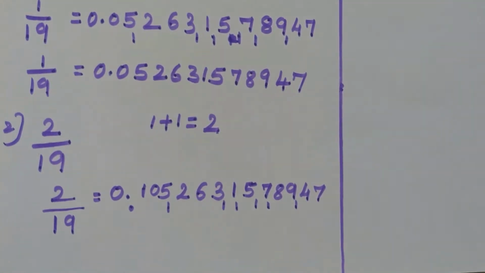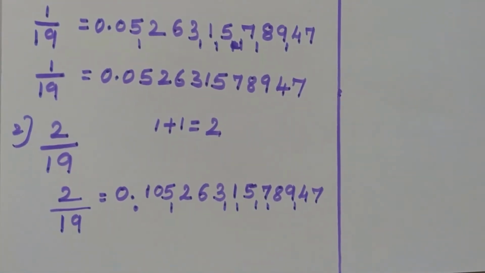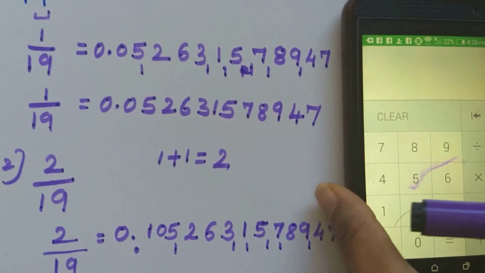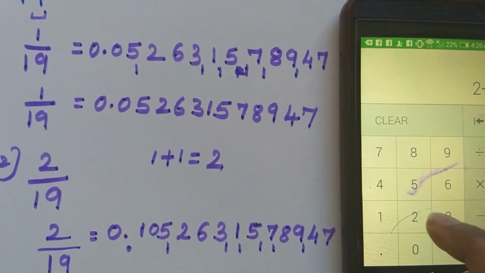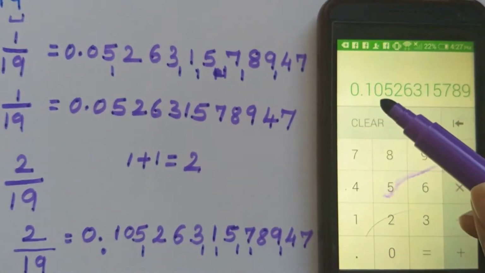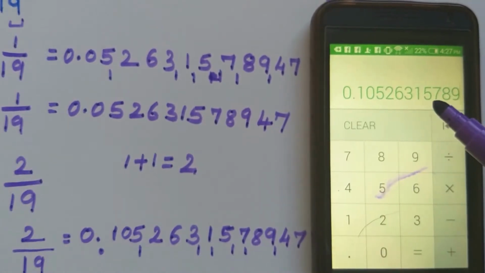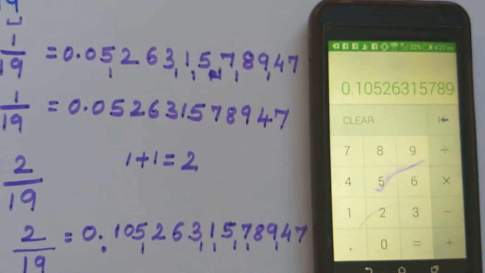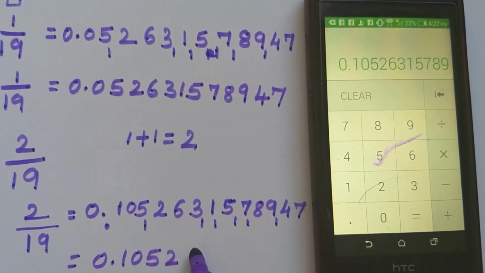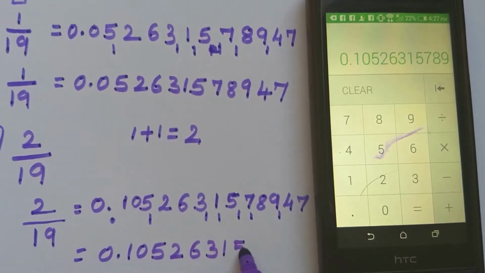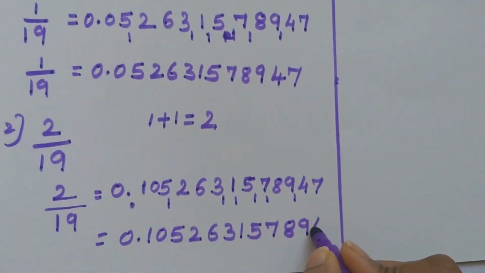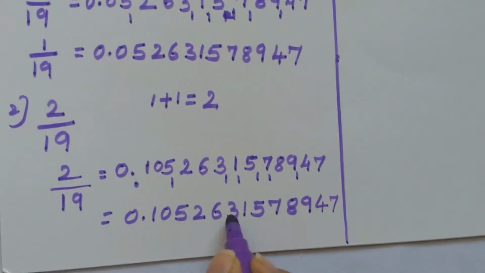So again, if you want to check whether the values which we have done are correct, we'll check it now. 2 divided by 19, if you do, you'll get the value as 0.105263155789. So I'll write 0.105263155789. You can check up to 5 decimal points.